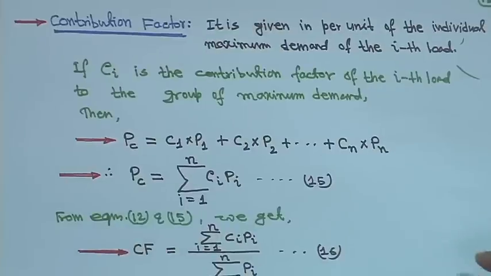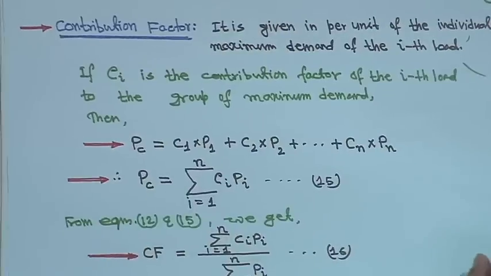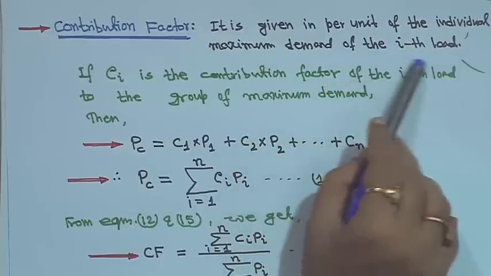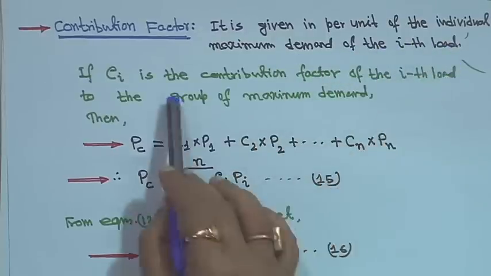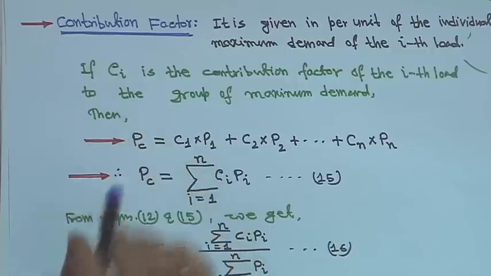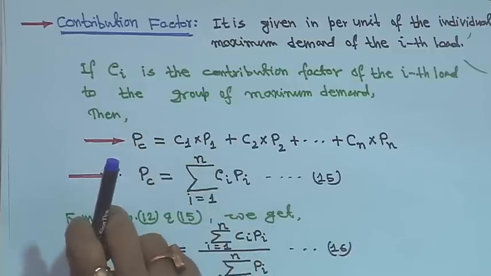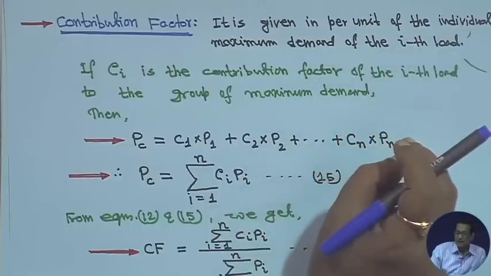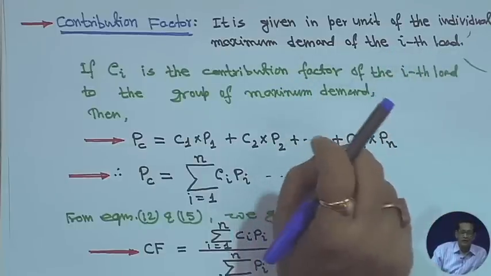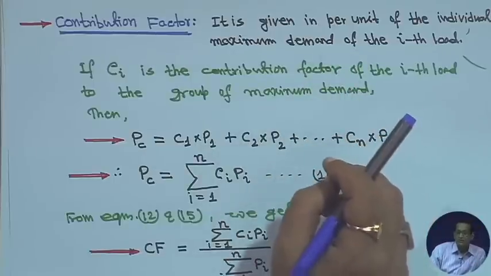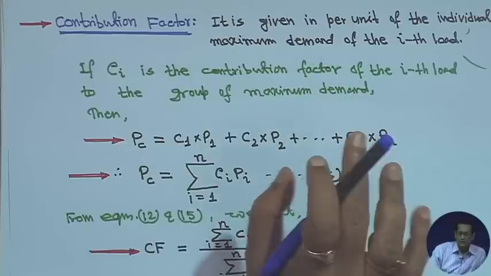Now, next is the contribution factor. It is given in per unit of the individual maximum demand of the ith load. Ci is the contribution factor of the ith load to the group maximum demand. Suppose the power is 100 kilowatt and Ci is a fraction of it, maybe 0.4. So, 0.4 is 40 kilowatt, something like this, right.